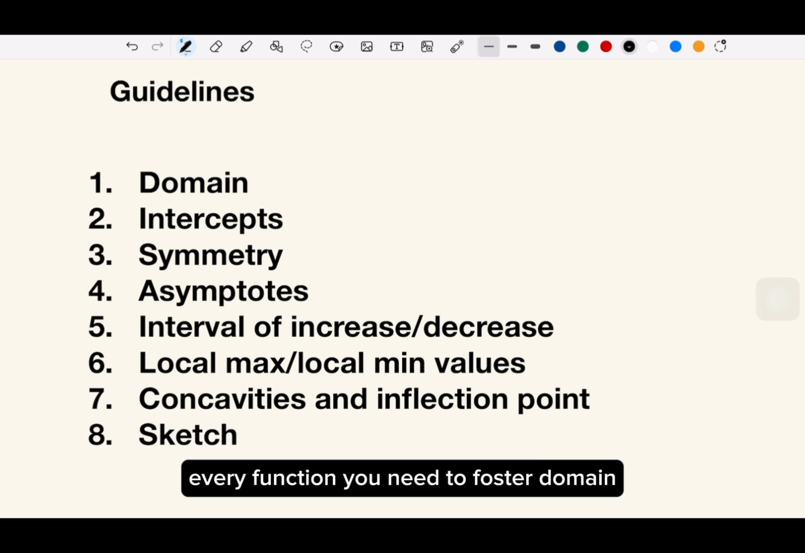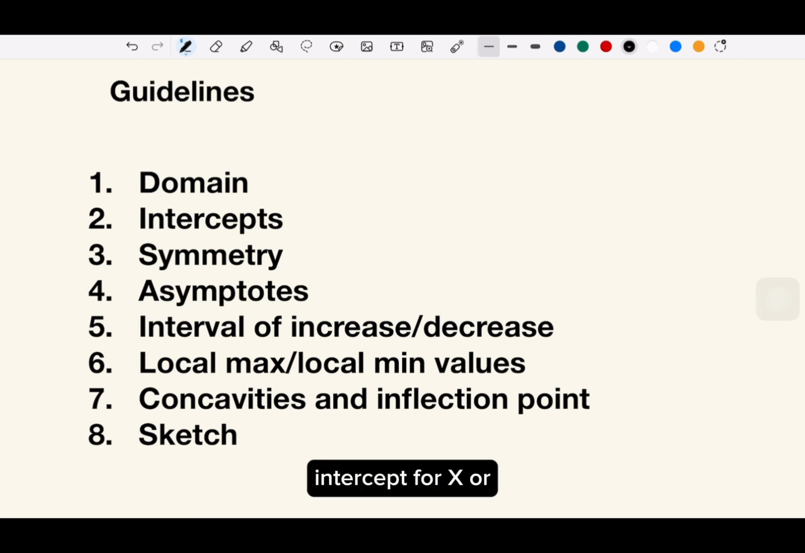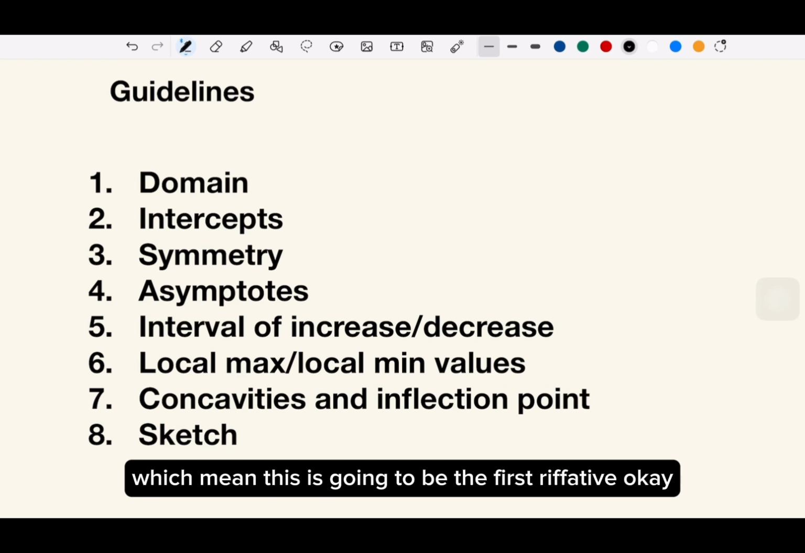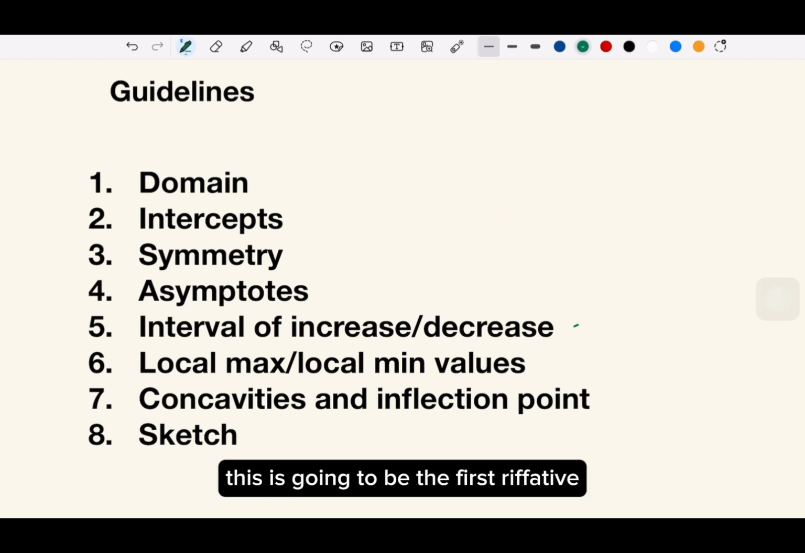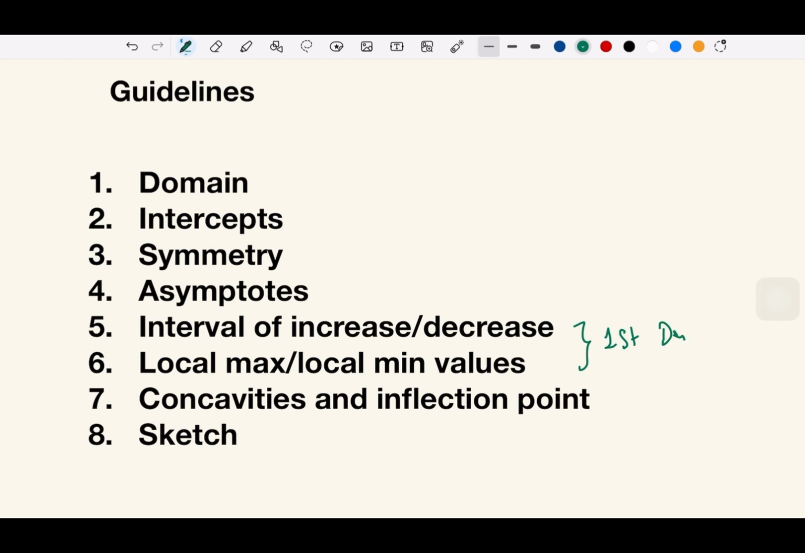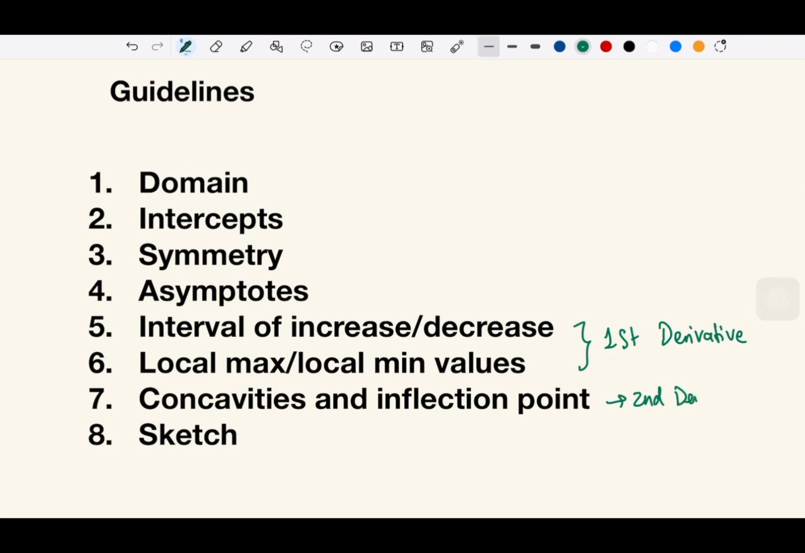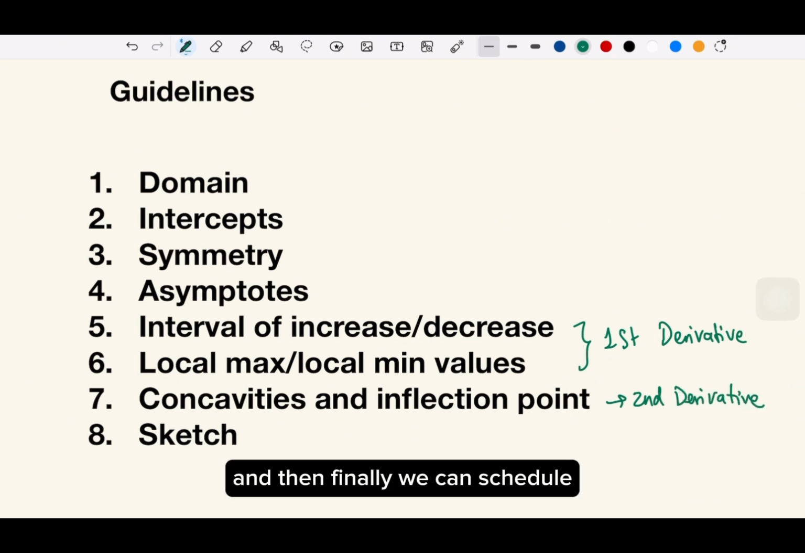So for every function, you need to consider domain, intercept for x or y. Is it symmetrical or not? Asymptotes, if there are any asymptotes or not. Interval of increase or decrease, and then local max, local min, which means this is going to be the first derivative. And then inflection point and concavity, this is going to be the second derivative. And then finally we can sketch.